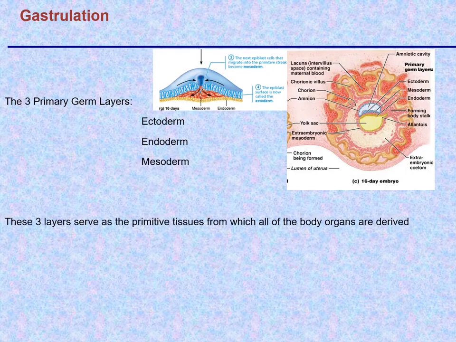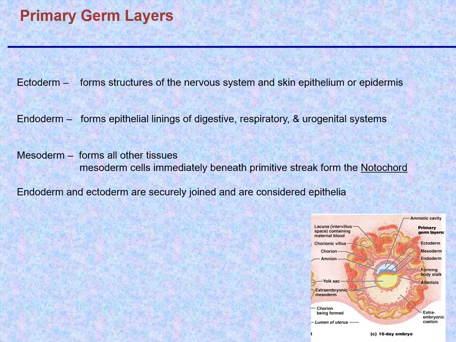So all body organs, all tissues eventually will derive from these three. All of this is the process of gastrulation, gastrula formation. The ectoderm, which is the layer that's right in contact with the amniotic cavity, will go on to form the nervous system and epithelial tissues, skin epithelium, also called the epidermis.